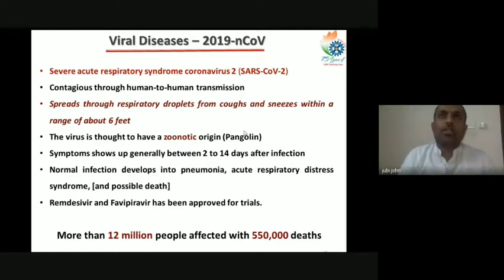And this is also an example of a zoonosis, that is, a disease that is transmitted from an animal to a human being. And it has been found that this disease spread from an anteater of the type pangolin from the Wuhan market to a person who was selling it. And from there, it all started. As per today's stats, more than 12 million people are affected with this viral infection, causing the death of 5.5 lakhs.